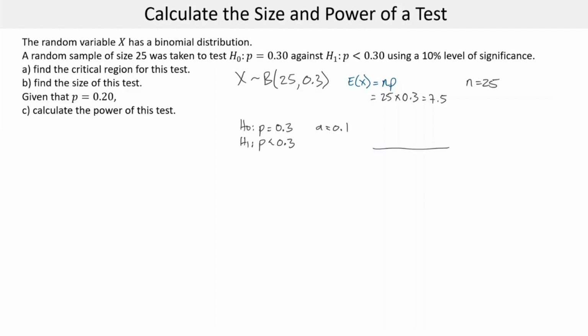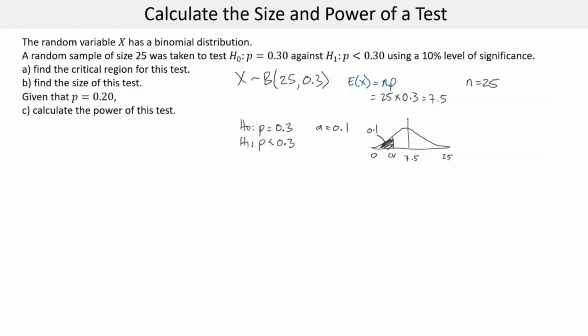Okay, let's get this onto a diagram. So we know the minimum and the maximum for a binomial, so we can label 0 and 25. The expectation is 7.5. And we're looking for a region in the lower tail of 10%. So we want to try and figure out the critical value. A value that has less than 10% below it, we'll take that as our critical value. And if we can identify that critical value, then we have our critical region.